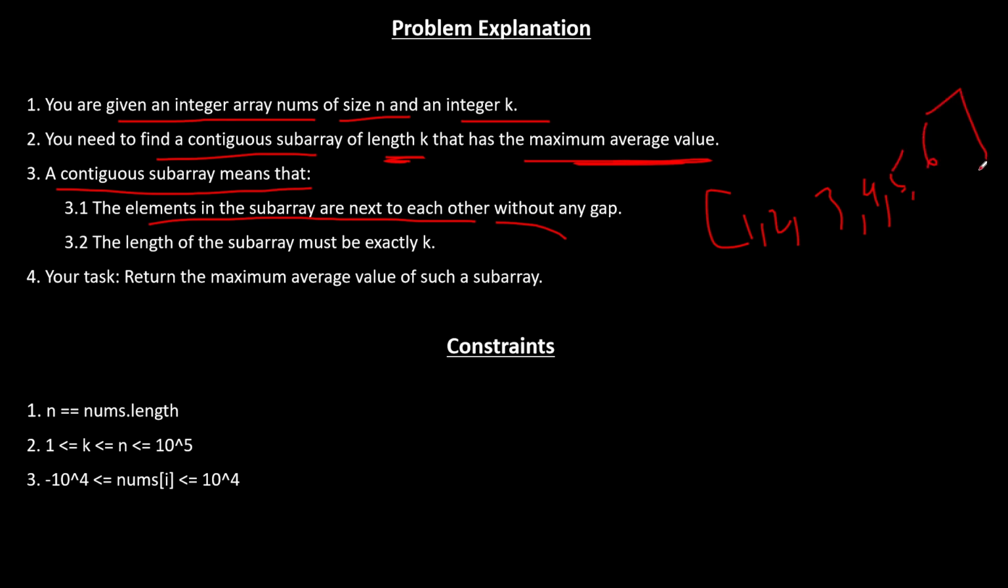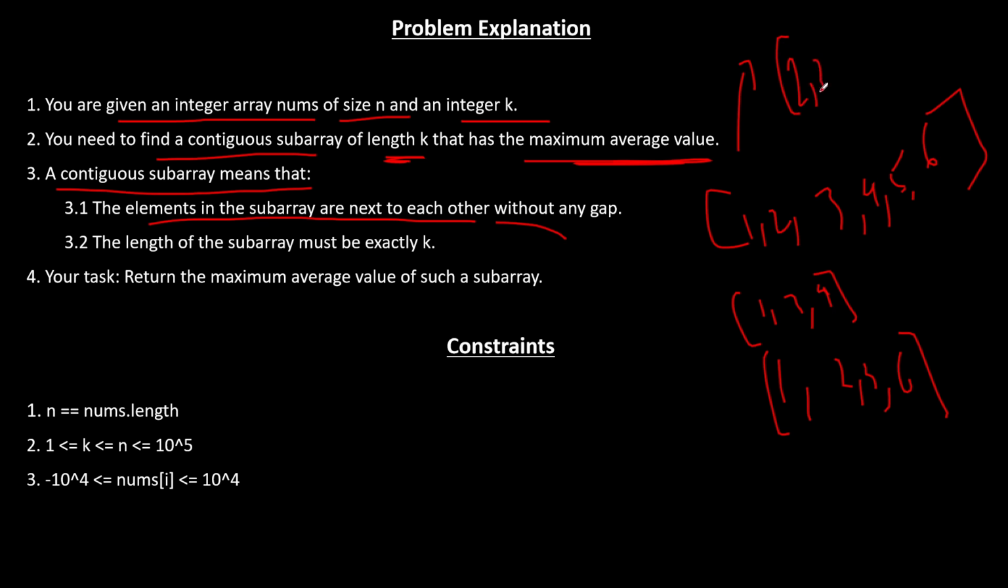Basically, when we talk about subarrays, usually the subarray could be 1, 3, 4, or 1, 2, 3, 6. The order has to be maintained whether they are continuous or not. But here they are saying it has to be continuous, which means that if you're taking a subarray 2, 3, 4, it has to be continuous. You cannot take anything like 2, then 4, then 6. The length of the subarray must be exactly k.